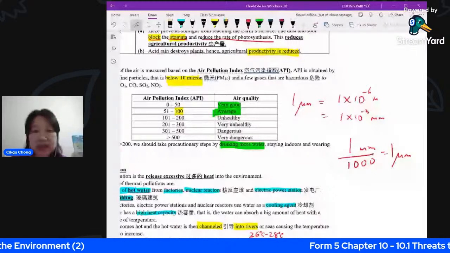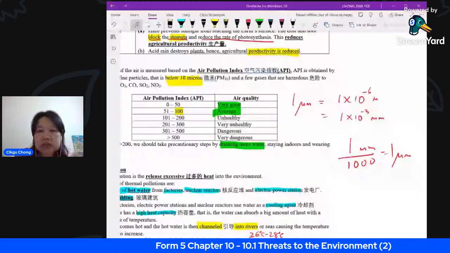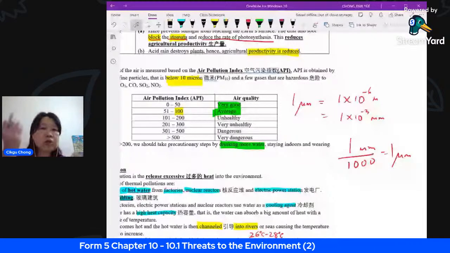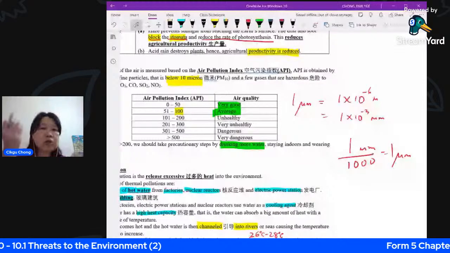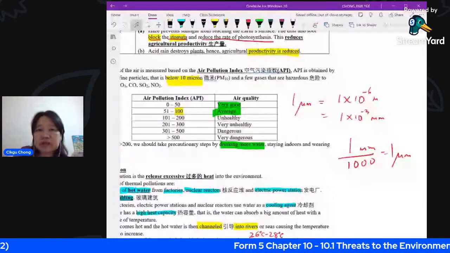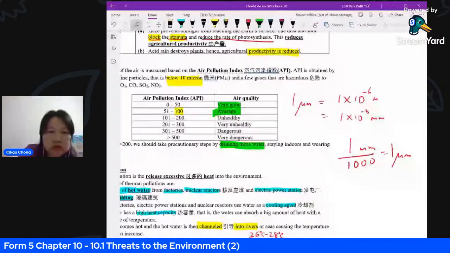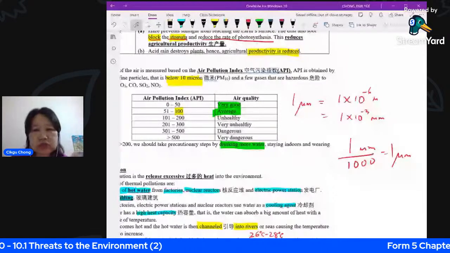What are the precautionary steps? You need to drink more water, so that the particles are not in your throat. It gives you an uncomfortable feeling when the particles are in your throat. You have to stay indoors, try not to go outdoors if you don't have to, and you need to wear masks. So these are the things you can do. There's nothing much you can do actually. You just need to protect your own respiratory system. Okay, let's look at the next one.